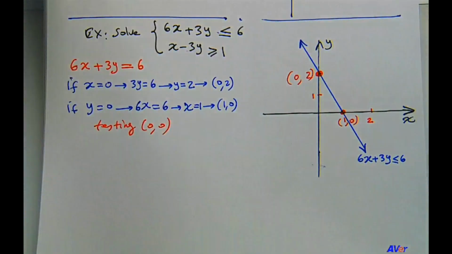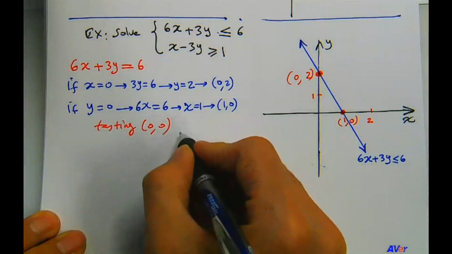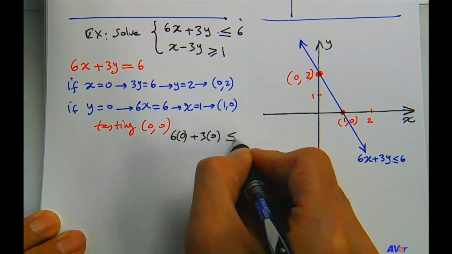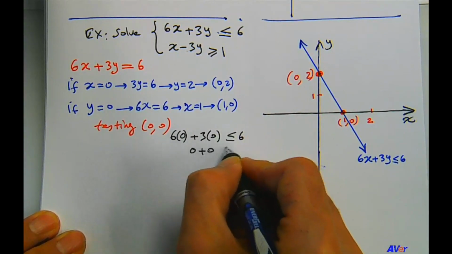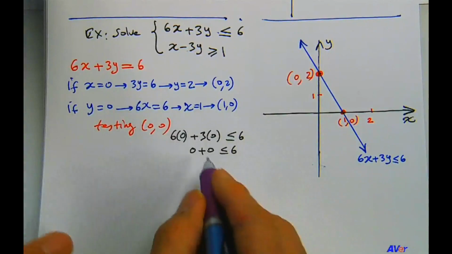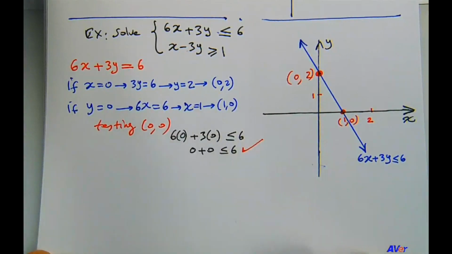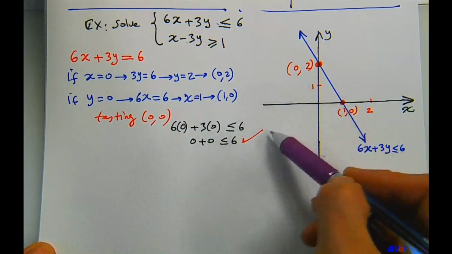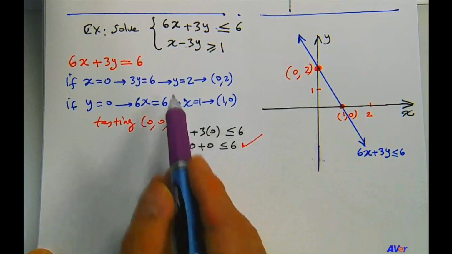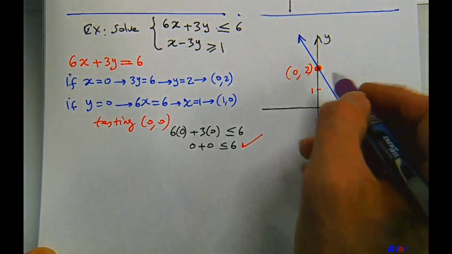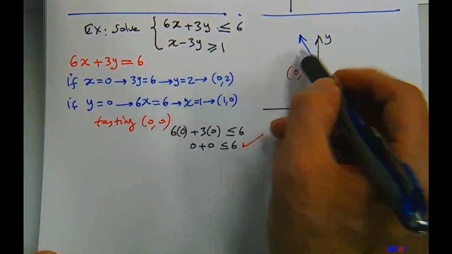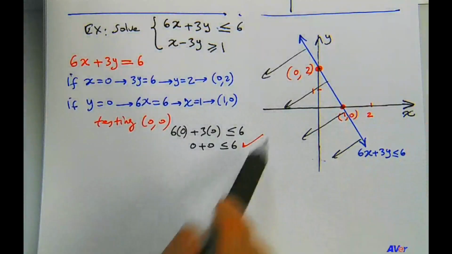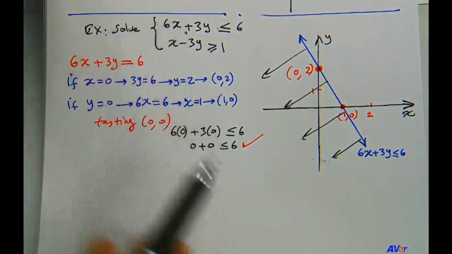Test the origin in that inequality. We will have 6 times 0 plus 3 times 0 less than or equal to 6. 0 plus 0 less than or equal to 6. Is that statement true? Absolutely. This mathematical statement is true. We picked a test point on this side of the line, and we ended up with a true mathematical statement. So the same side as the test point, which is that side, is the solution of that inequality, this one.